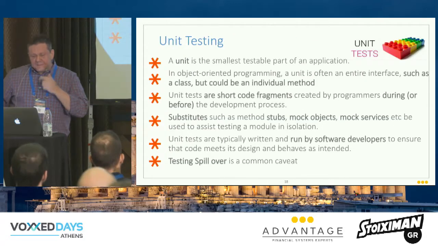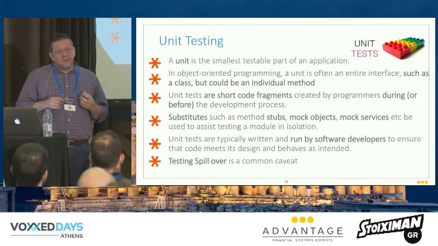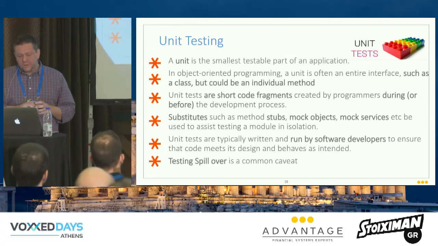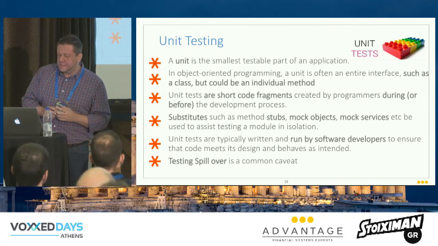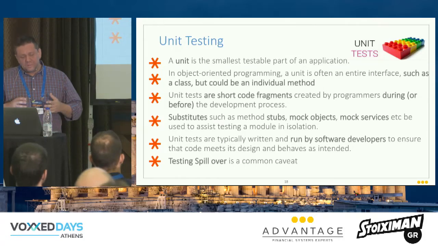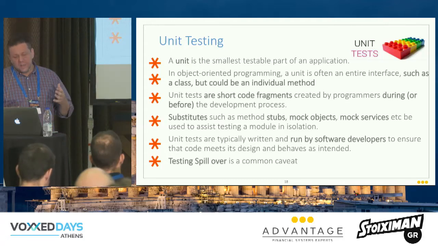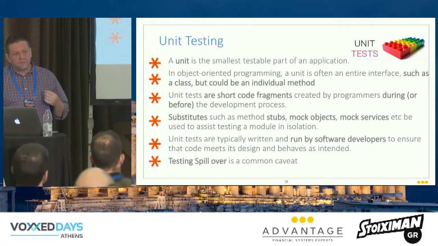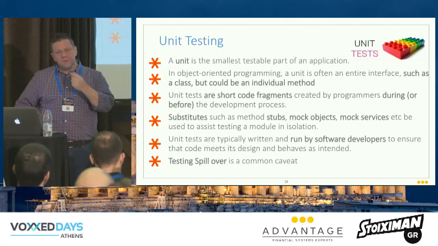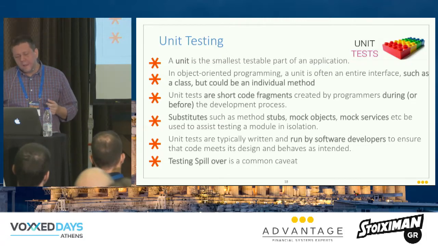So unit testing, again, units are the smallest fragments of testable code. I'm sure many of you are doing this in your practice. In an object-oriented implementation like Java or Java Enterprise Edition, unit testing is all about testing a class or even a single method or a small fragment of code.